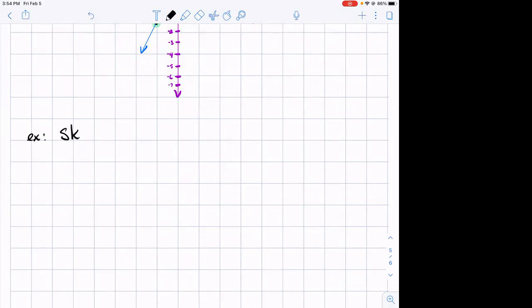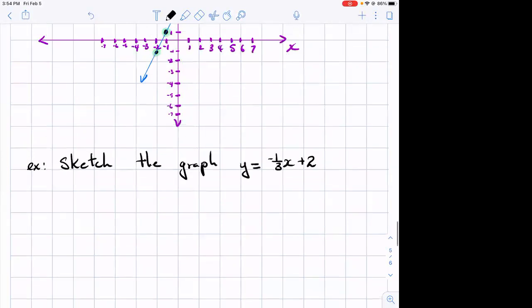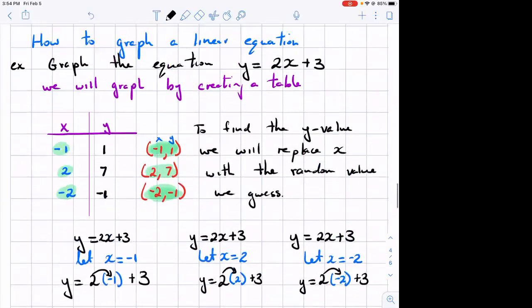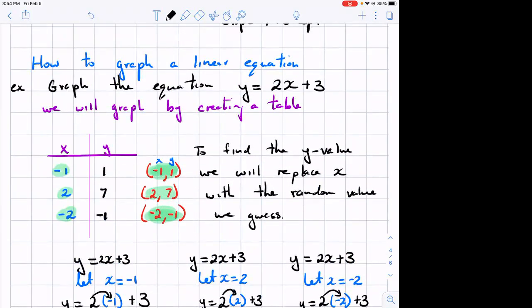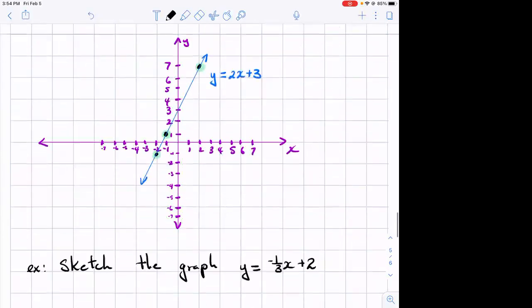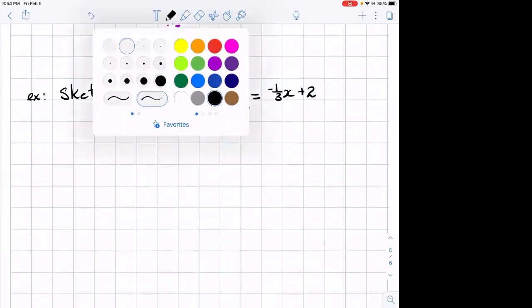Sketch the graph of y equals minus 1/3 x plus 2. So now I'm asking you to graph something that involves a fraction. And we will use the same idea we did above, right? We will graph by creating a table. But there is a little trick, okay?